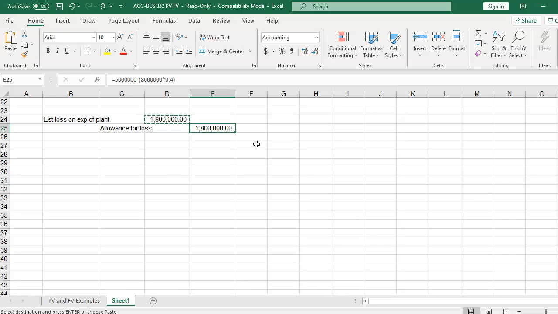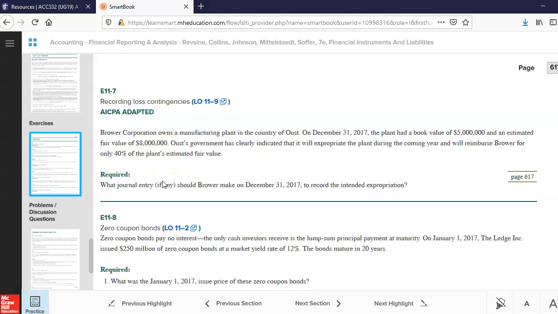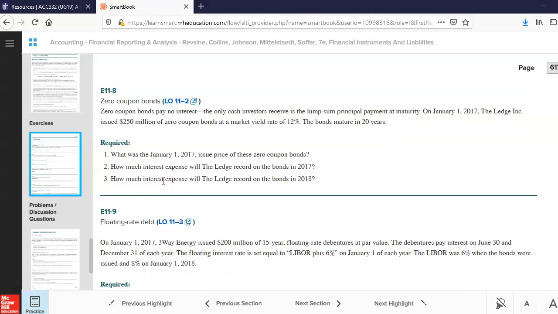But I want you to realize that we recognize that in 17 based on what we think will happen in 18. So GAAP is very clear: if we believe we're going to recognize a loss, we are quick to take that loss. Okay, so we need to book this entry and probably think twice about ever doing business in that country again.